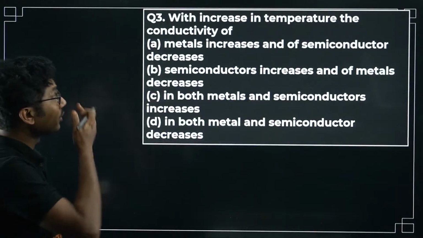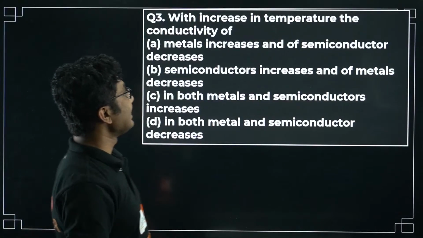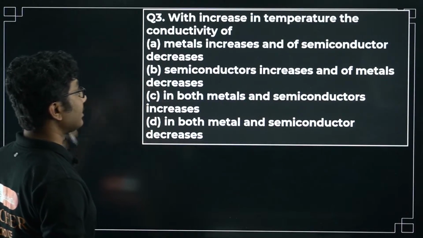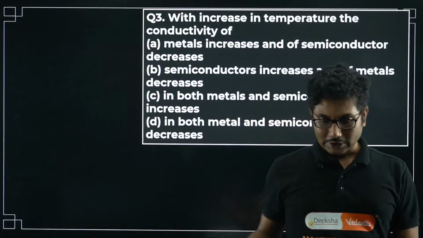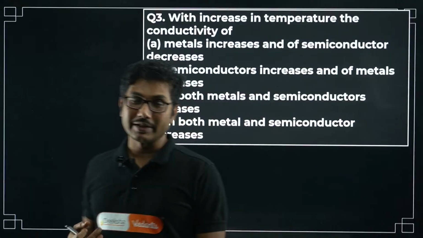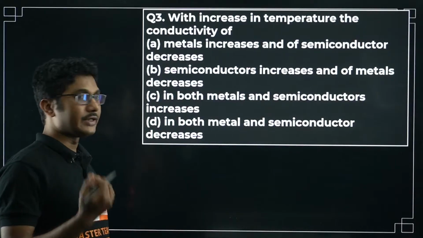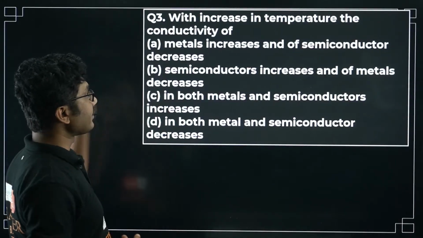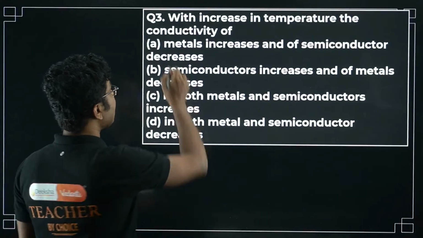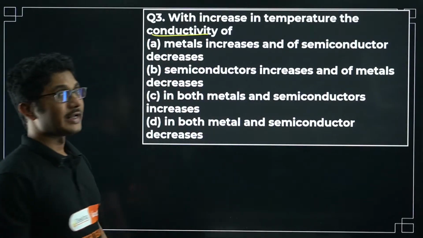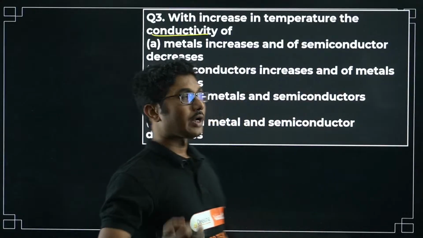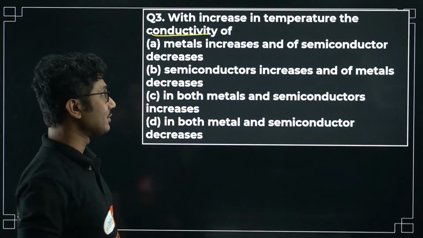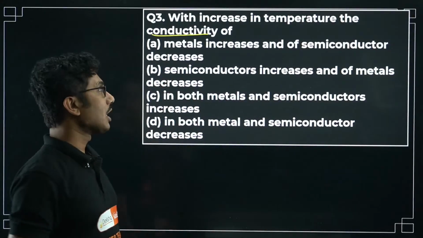Now let's see one more question. With the increase in temperature, the conductivity of, now this is based on the resistance of a wire. You have done the experiment on resistance of a wire, how it changes with temperature. So this question is based on that concept, conductivity. You are asked to find conductivity even though you have done the experiment on resistivity. So basically it's a twist in the same concept.